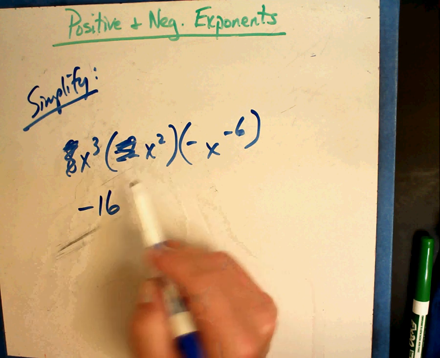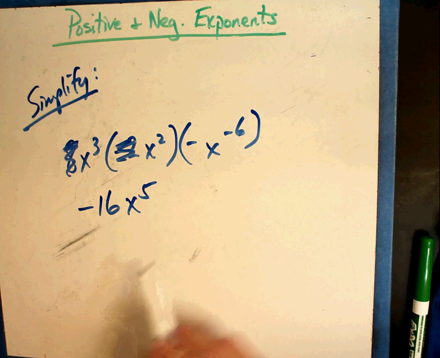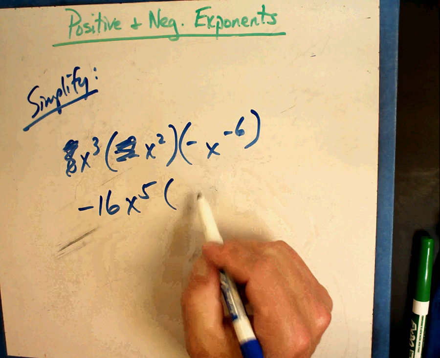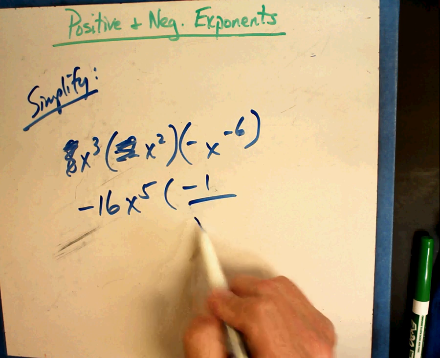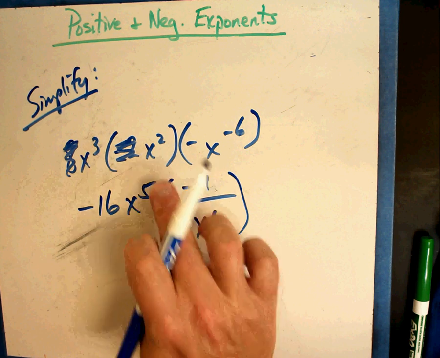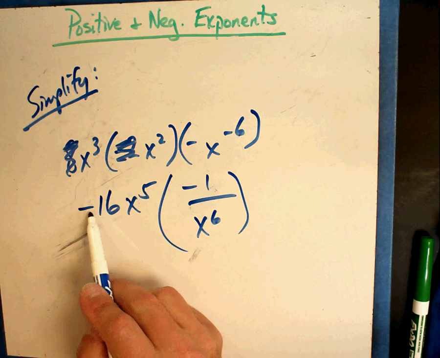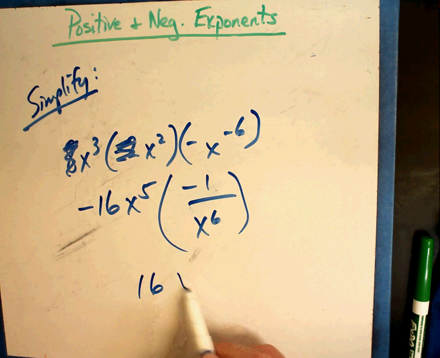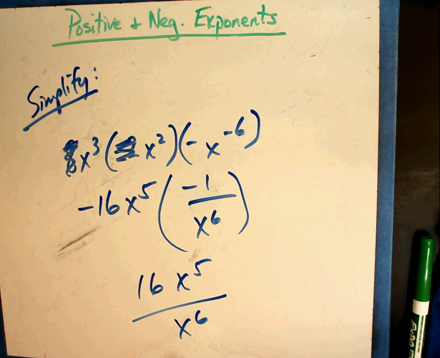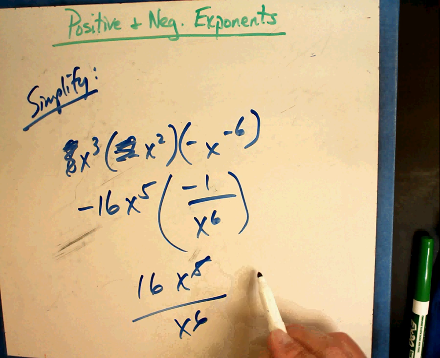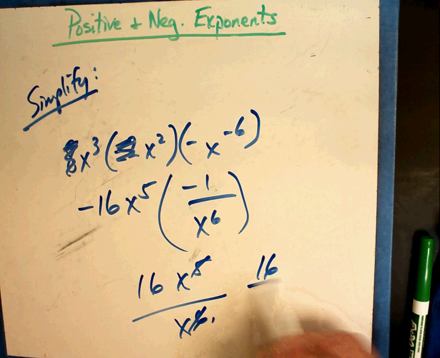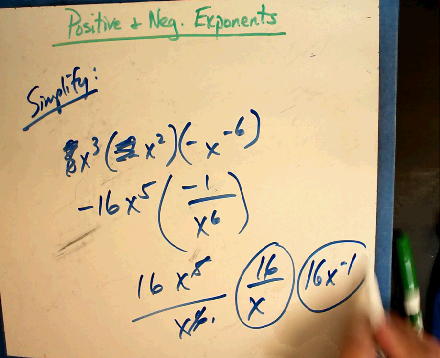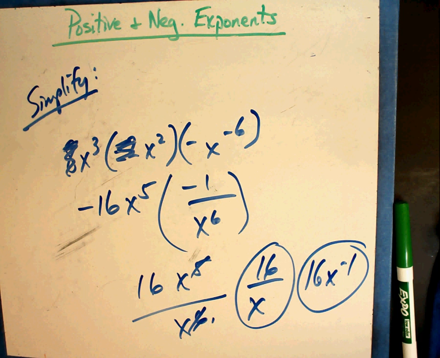If I multiply, that means I add. That's x to the fifth. And then I'm going to multiply that by minus x to the sixth. So that means I have a minus 1 over x to the sixth on the bottom. So minus 16 times minus 1 is 16. X to the fifth over x to the sixth. Subtract. There's 1 left on the bottom, so that's 16 over x, or 16x to the minus 1. Both of those work. Okay?